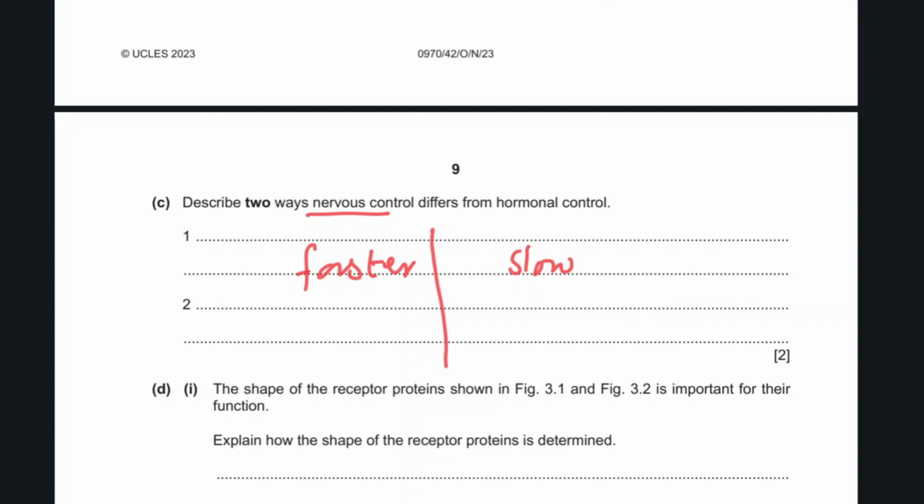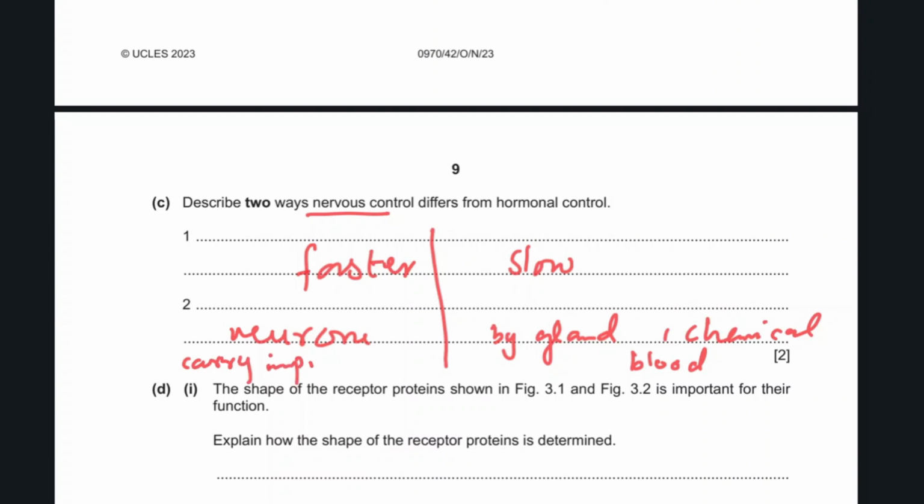In the nervous system, the passage of impulses is through neurons, because neurons are involved, and here the hormones are released or secreted by glands. They are chemicals which are secreted in the blood, while in this case the neurons carry impulses from one place to another.